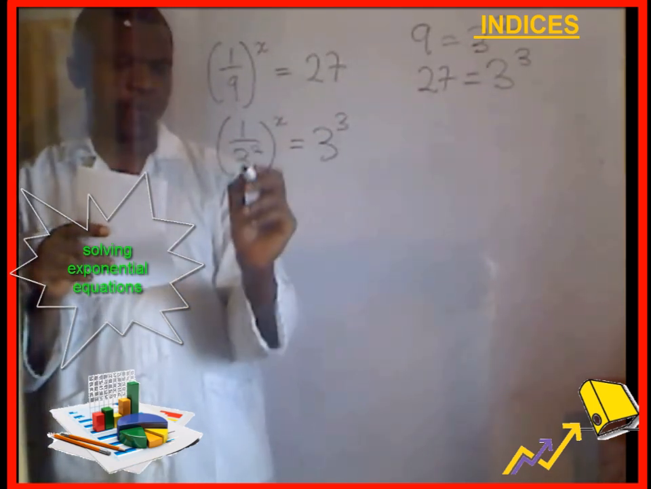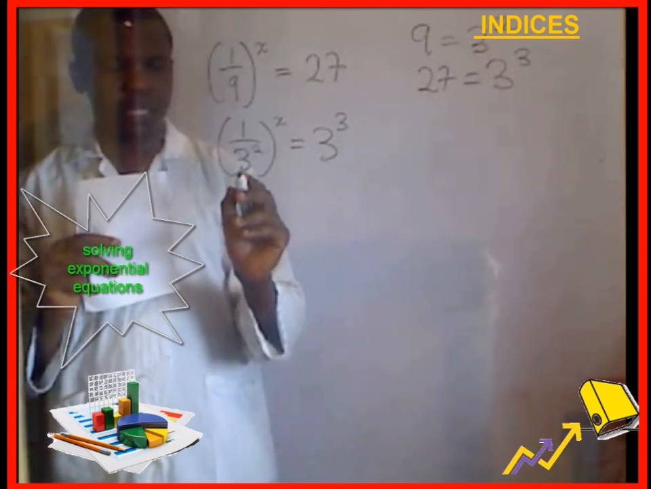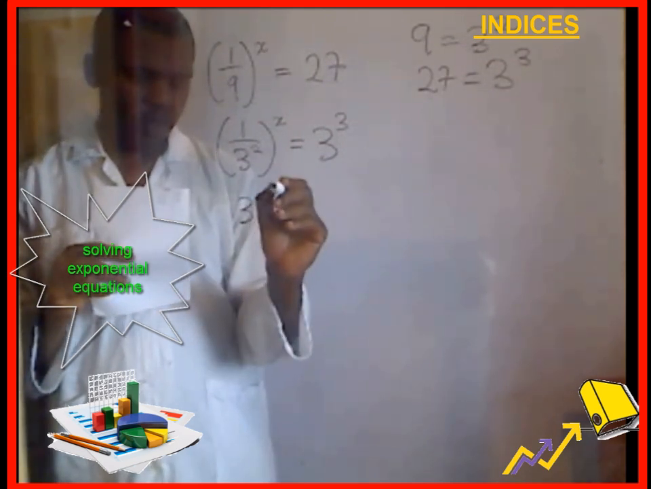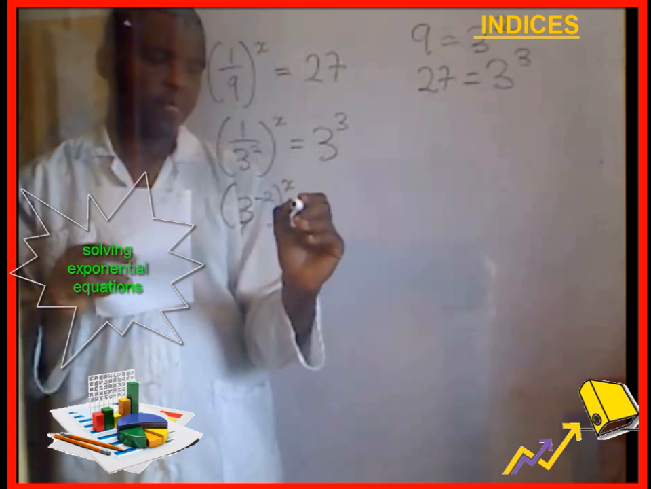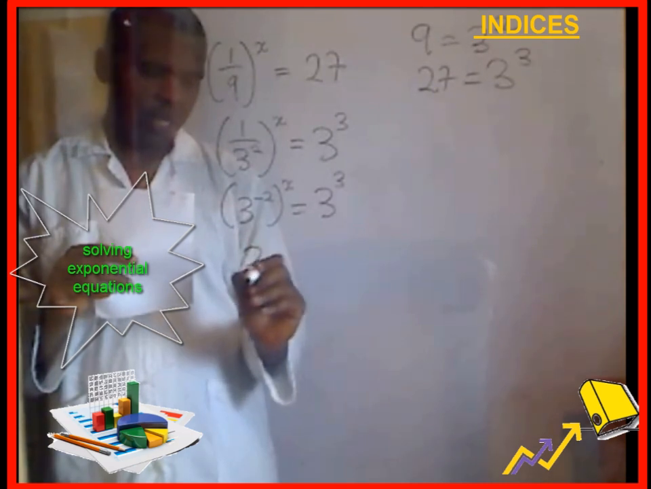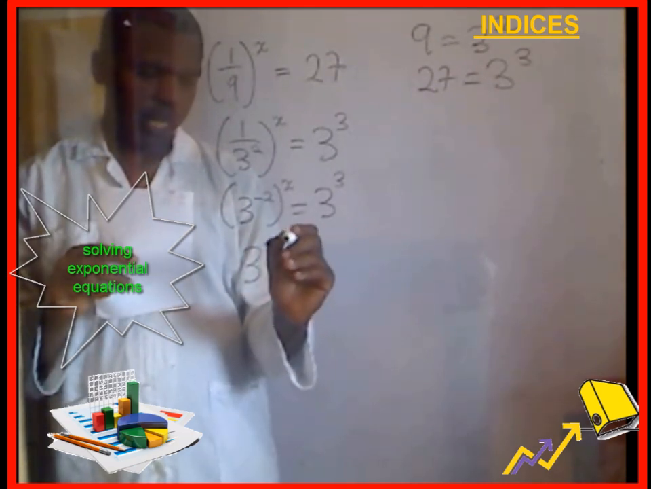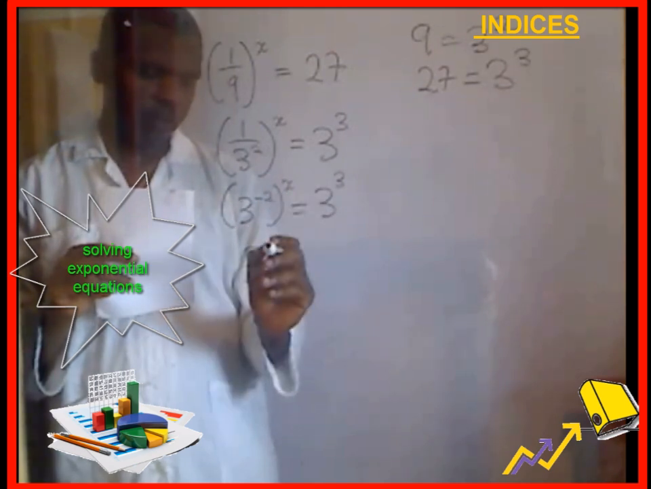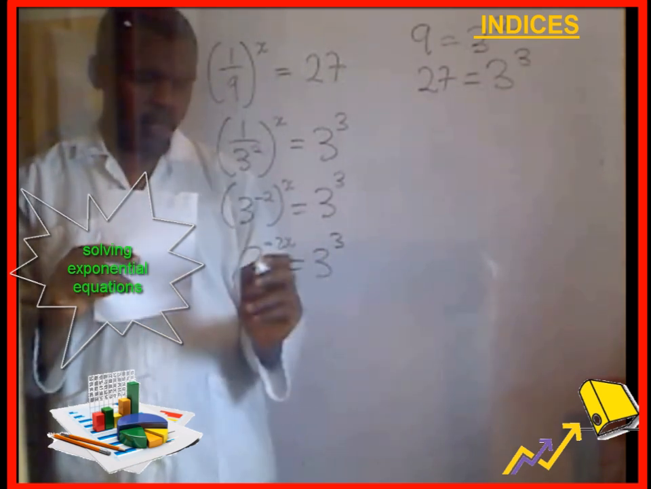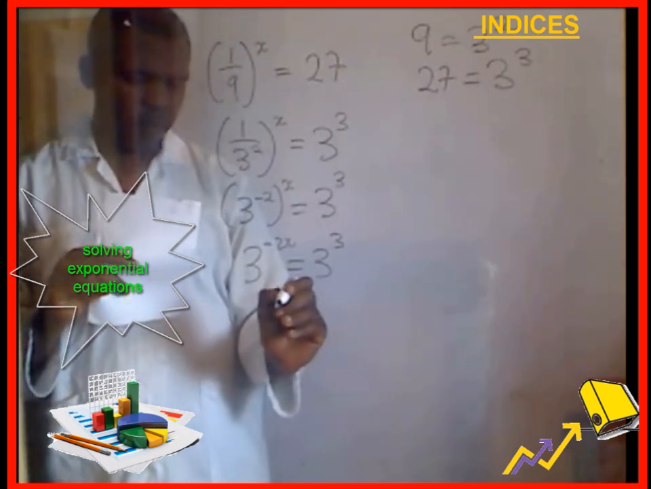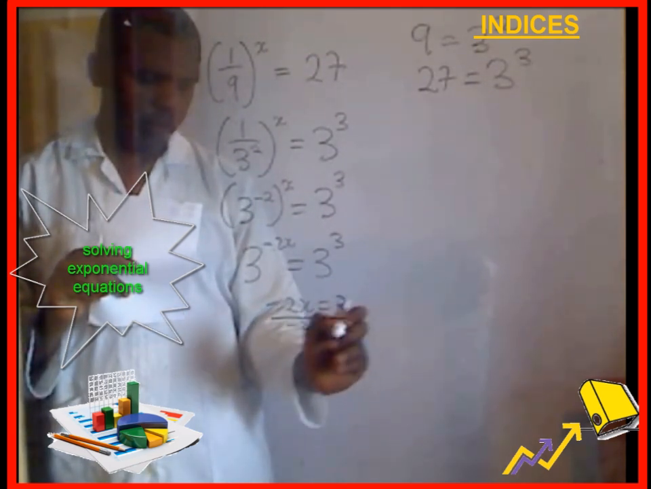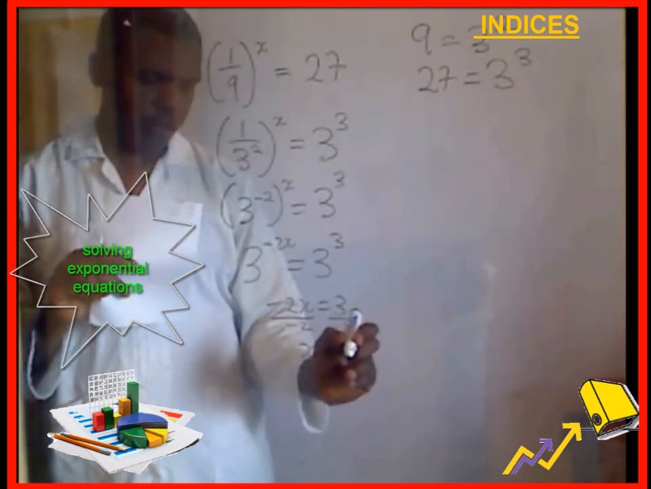Here I have a fraction which, by the law of indices, tells me that I have a negative index. This is 3 raised to the power minus 2, all raised to the power x, is equal to 3 raised to the power 3. This is 3 raised to the power minus 2x, because minus 2 times x is minus 2x, is equal to 3 raised to the power 3. The base is the same, I then equate powers. Minus 2x is equal to 3. I divide both sides by minus 2. I have x there will be equal to minus 3 all over 2.